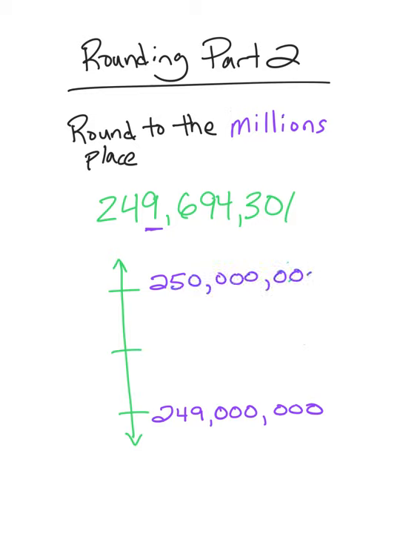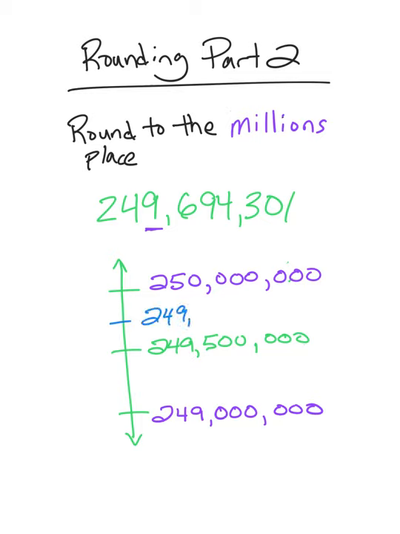Halfway between 249 million and 250 million would be 249,500,000. So now when we go to plug the actual number in, we will notice that 249,694,000 is bigger. So we would plug it in right here. We'd write 249,694,301 right here. And that one would round to 250 million.